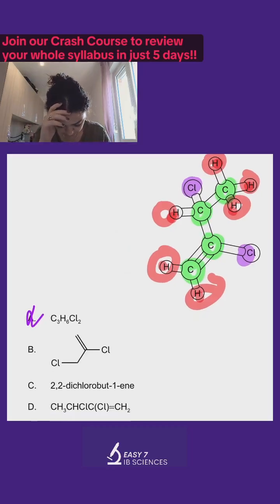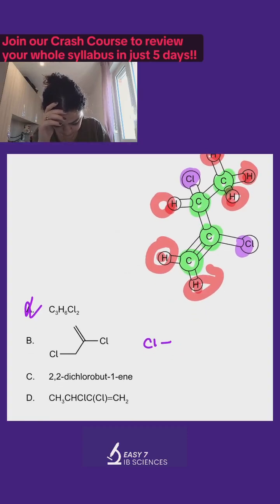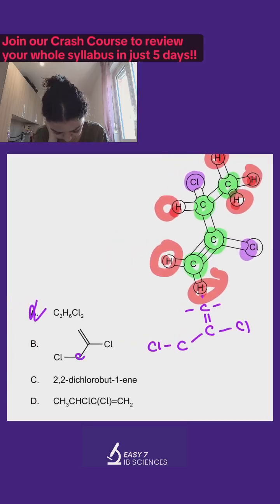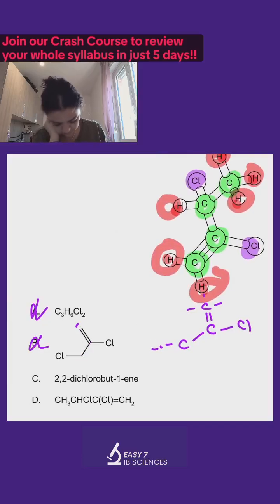So this, if I drew it out, would be chlorine bonded to a carbon, bonded to another carbon, double bond, carbon, CH3, bonded to a Cl. So how many carbons do we have? We have 1, 2, 3. Again, no, I have 4 carbons in my diagram. That's why B is incorrect. Next, I'm going to have a look at C.